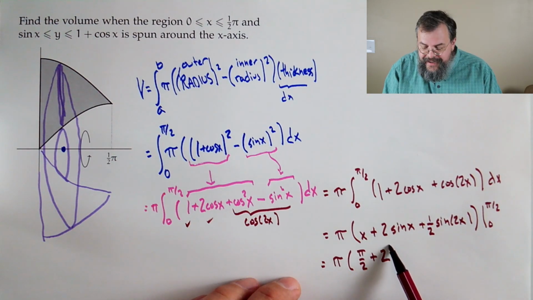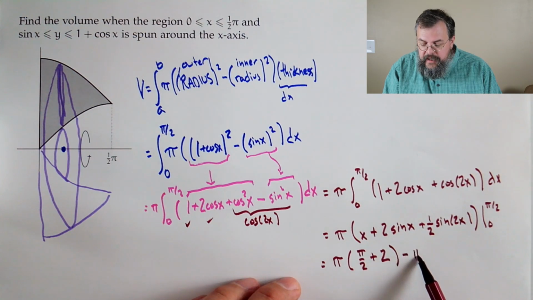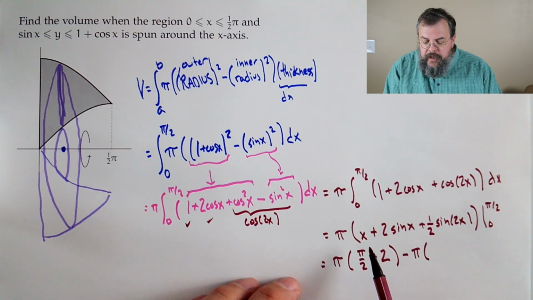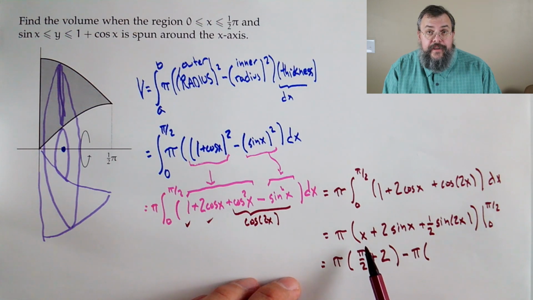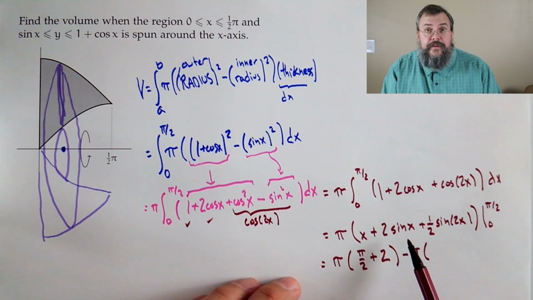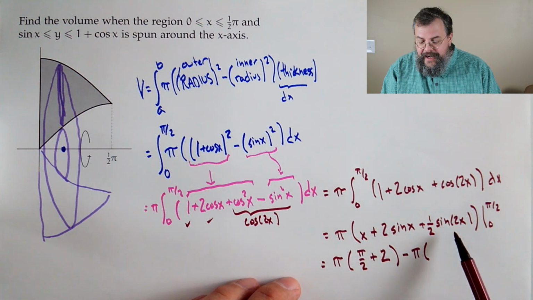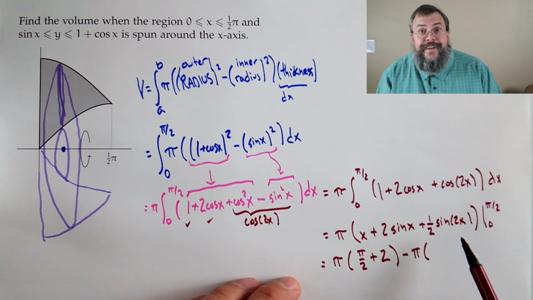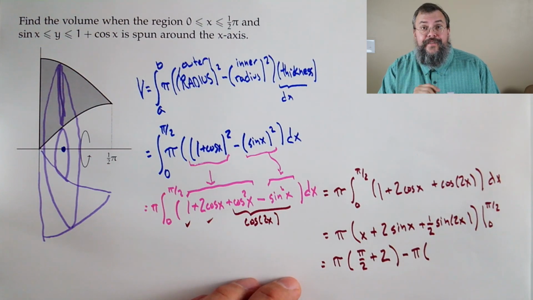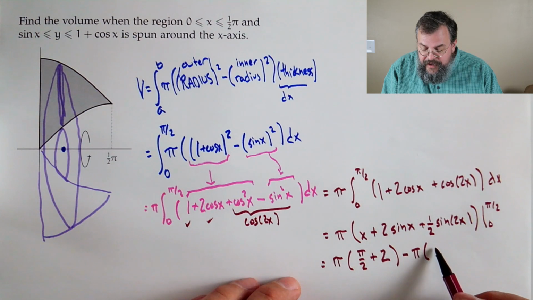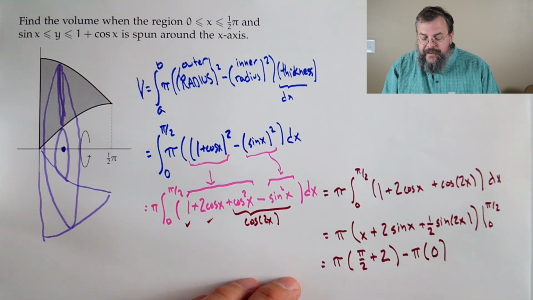Nice. Cool. Now we subtract, plug in 0. So plug in x equals 0. Well, that's 0. 2 times sine of 0, 0. Sine of 0, 0. Very zero-y. Lots of zeros. So it's all zeros. Good. So that's 0. Aha!